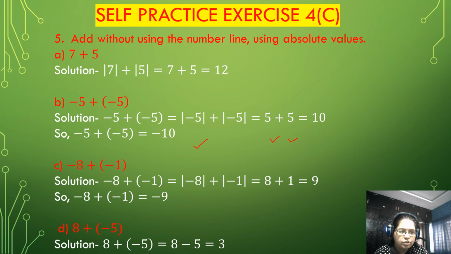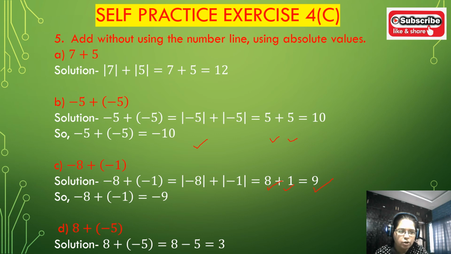C. Minus 8 plus of minus 1. Both are negative integers, so the absolute value of minus 8 is 8 and the absolute value of minus 1 is 1. 8 plus 1 is 9, and both are negative integers, so add the negative sign with the number 9. So minus 8 plus of minus 1 equals minus 9.